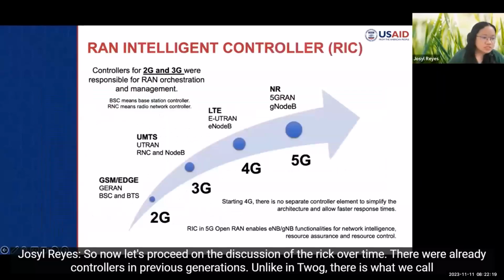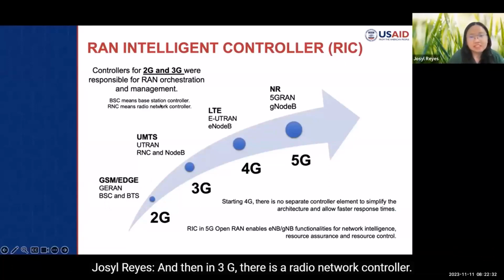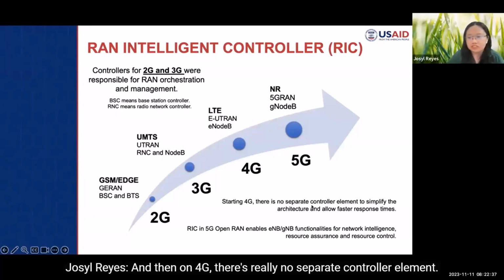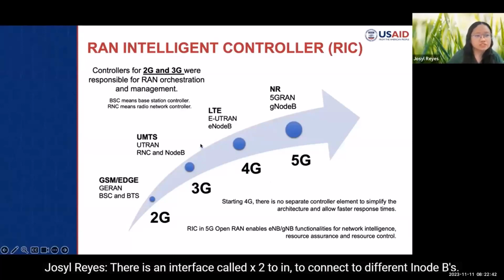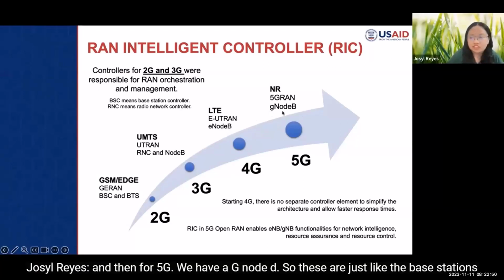Okay, so now let's proceed to the discussion of the RIC. Over time, there were already controllers in previous generations. Like in 2G, there is what we call a base station controller. And then in 3G, there is a radio network controller. And then in 4G, there's really no separate controller element, and there is an interface called X2 to connect different eNodeBs. And then for 5G, we have a gNodeB. Okay, these are just like the base stations.